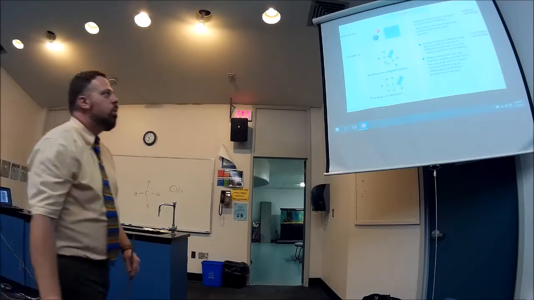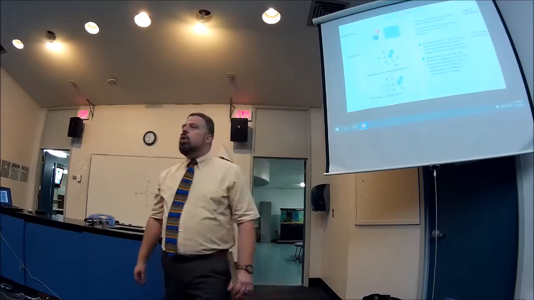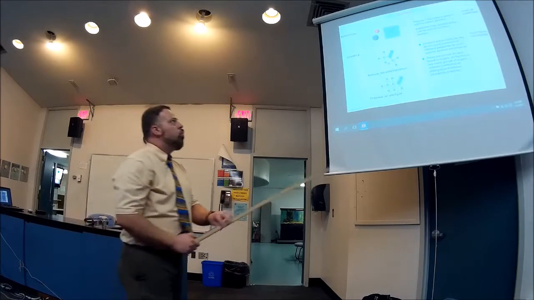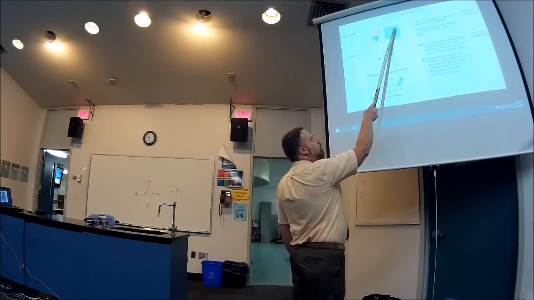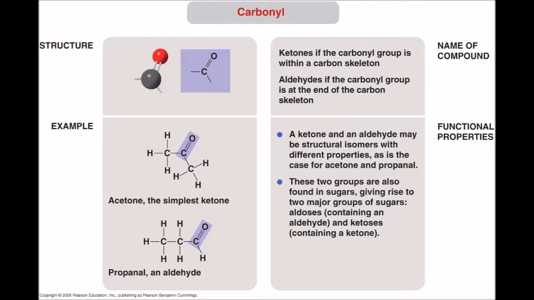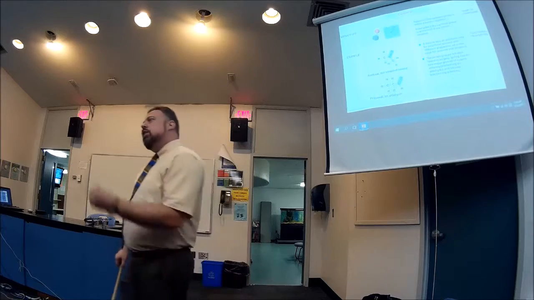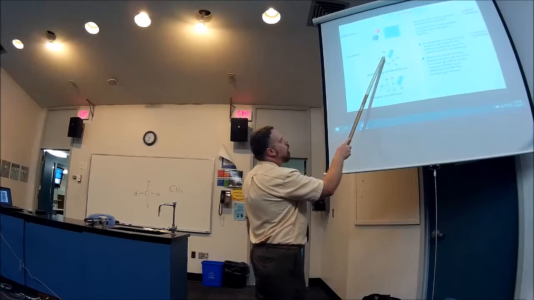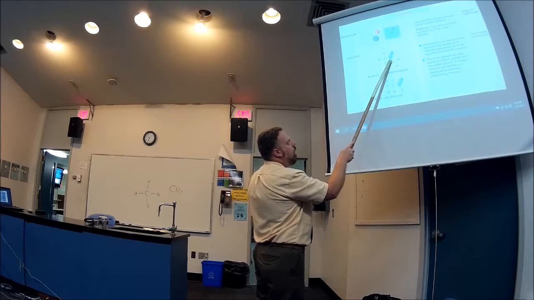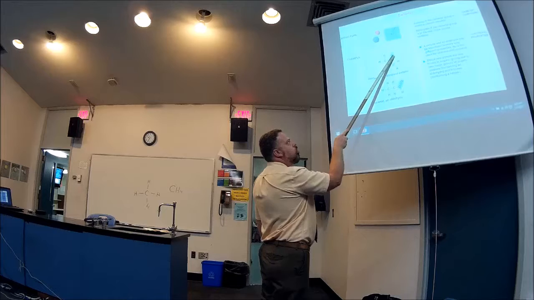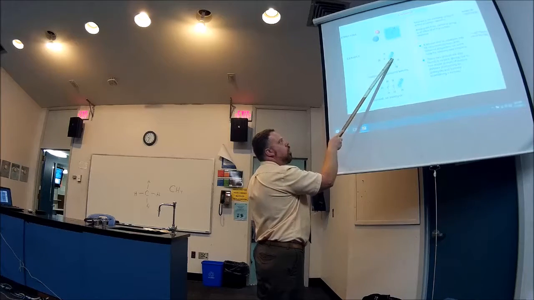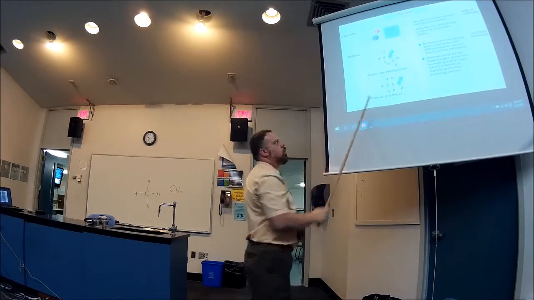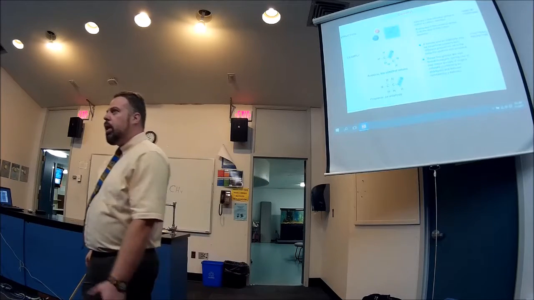Carbonyl group. Now this is the one where we could have two different ones, a ketone or an aldehyde. And really it's a carbon with a double bond to an oxygen. If it's in the middle of this chain, so in other words, you've got a carbon, carbon, carbon, and the double bond is right in the middle here, so the double bonded oxygen is here, that's going to be a ketone, like acetone.